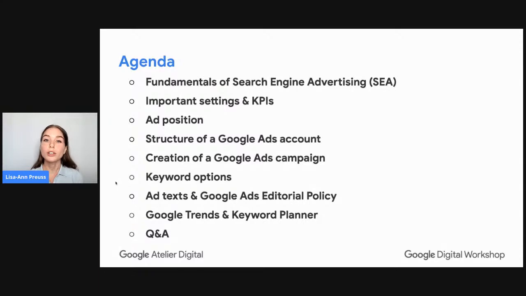We'll also look at different keyword options, how to text an ad, and what you'll need to think about from a policy perspective. After that, we'll look into 2 of my favorite tools, Google Trends and the Google Keyword Planner. And to top it off, I'll do a Q&A session.